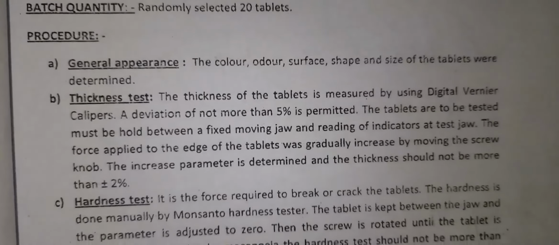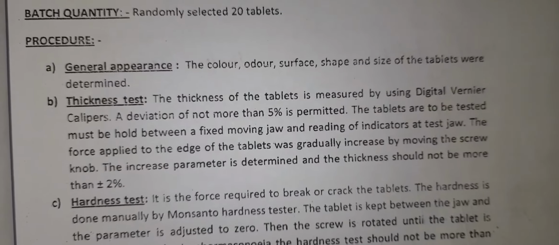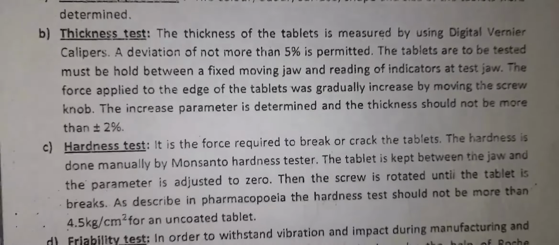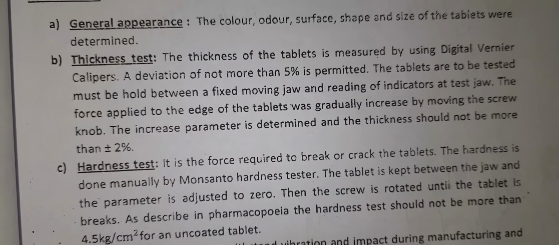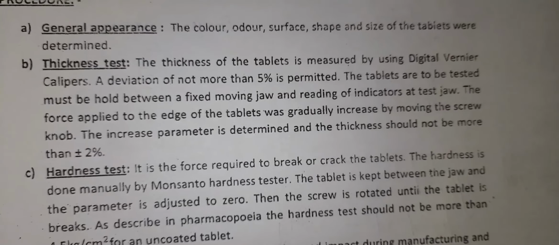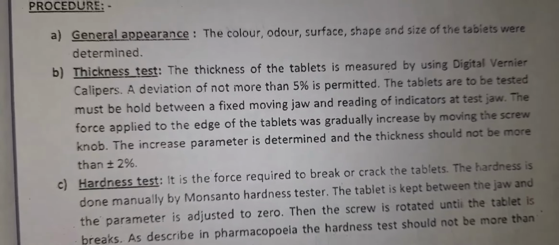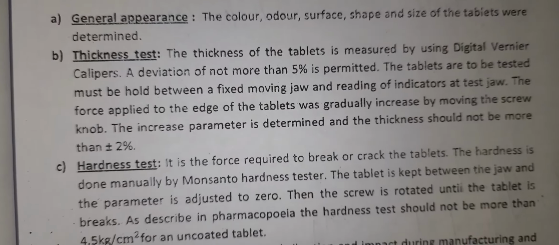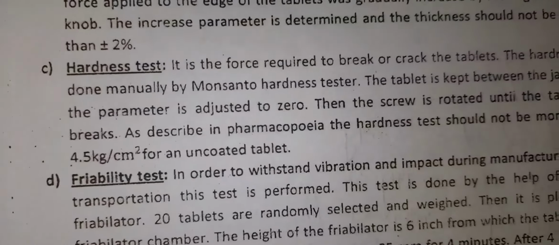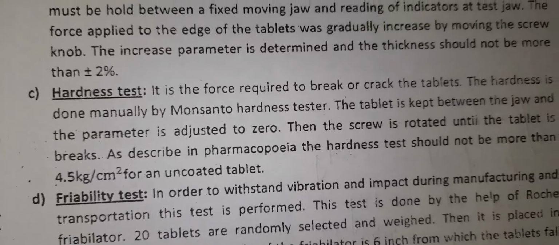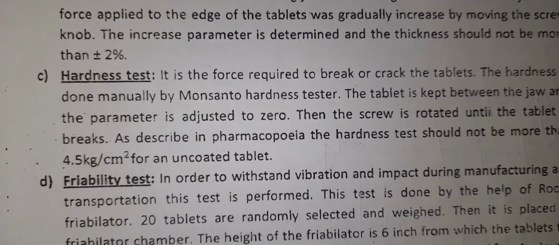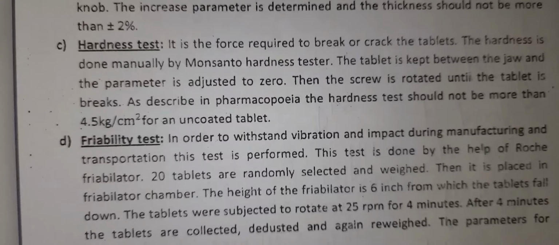The procedure for general appearance is the color, odor, surface, shape and size of the tablets were determined. The thickness test is the thickness of the tablets were measured by using digital vernier calipers. A deviation of not more than 5% is permitted. Then the hardness test, it is the force required to break or crack the tablets. The hardness is done manually by Monsanto type hardness tester.